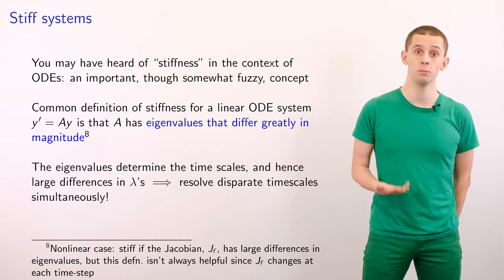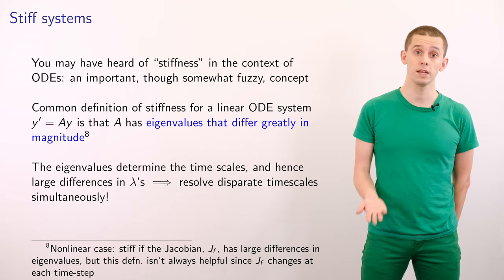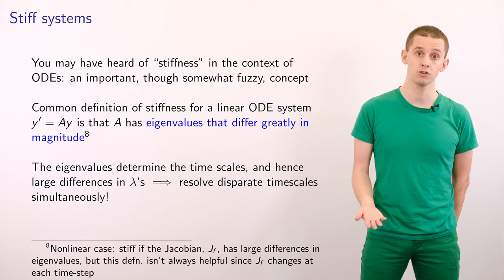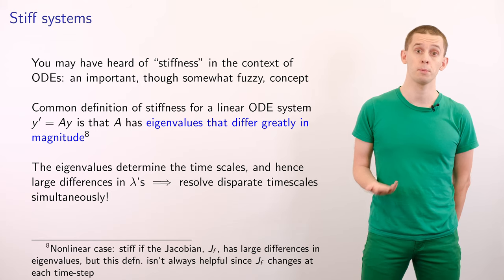However, here the analysis will be more complicated since our Jacobian will change in time. Returning to the linear case, the eigenvalues of our matrix A determine the timescales on which our ODE will respond. And therefore, if we have eigenvalues that differ greatly in magnitude, that tells us that our ODE system involves multiple disparate timescales. Now, situations like this can happen in many practical problems of interest.